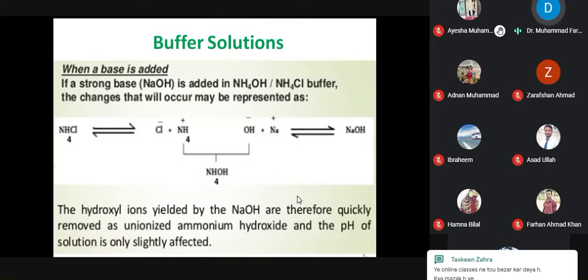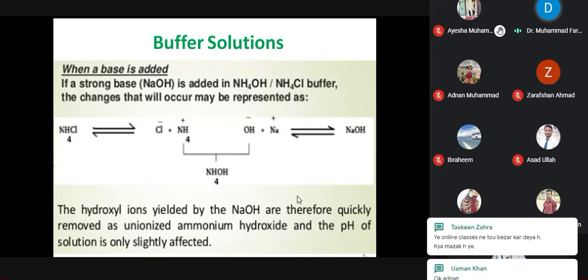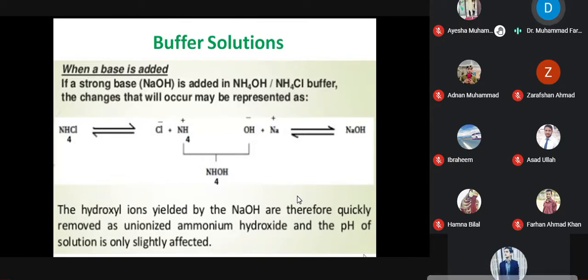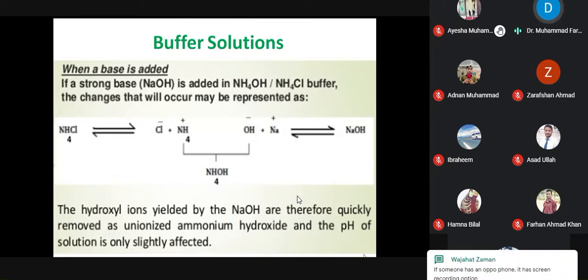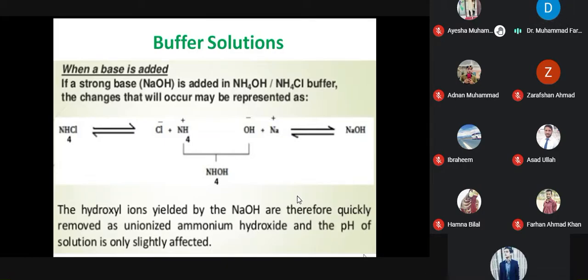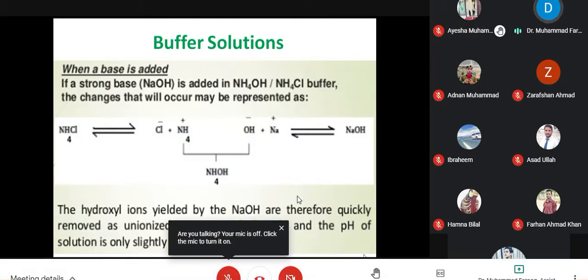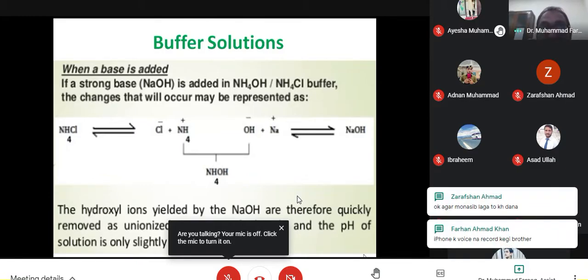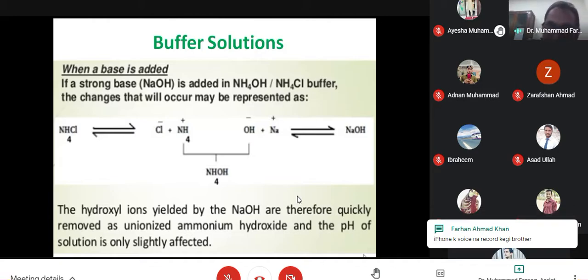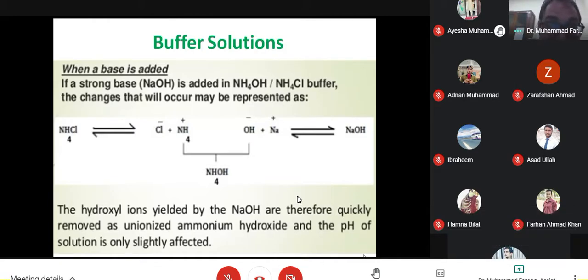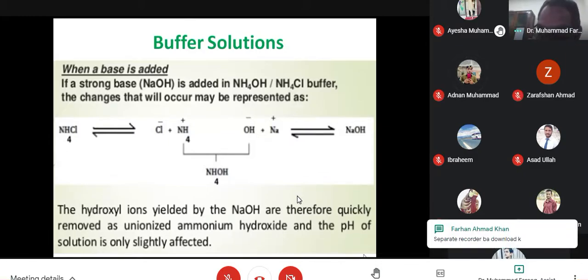If any OH is added, again NH4Cl is there. In order to neutralize the effect of the NaOH, what happens? According to the Le Chatelier principle, if you remember, NH4Cl will get dissociated. Ammonium ion will be produced, chloride ion will be produced, and this ammonium ion will be neutralized by the OH, and as a result, NH4OH will be produced, which is a weak base. As a result, the pH of the solution will not rise to a great extent, and the pH of the solution as a whole will remain constant. Okay, is this clear?